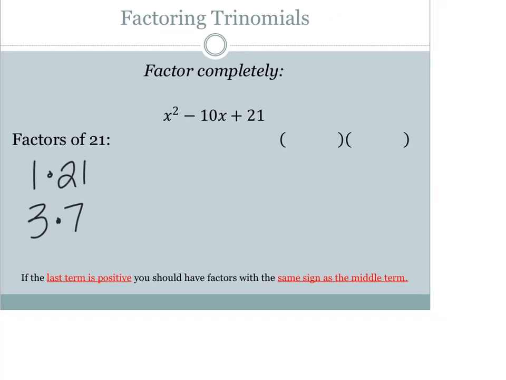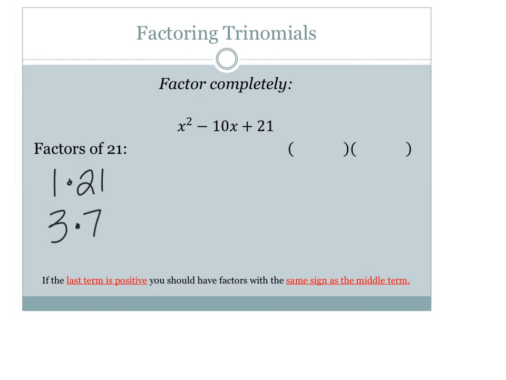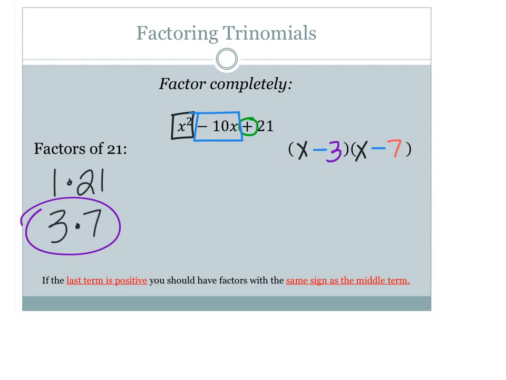Okay? And again, if the last term is positive, you should have factors with the same sign as the middle term. So my first term is x squared, so I know that I'm going to have x here, x here. My last term is positive, so that means that my factors need to have the same sign as the middle term, so I know that I'm going to have minus signs here. And I need them now to add up to negative 10. And the only ones that add up to negative 10 are 3 and 7. So 3 and 7. And that's my final answer. This one right here.